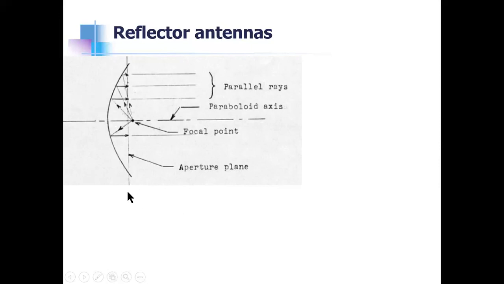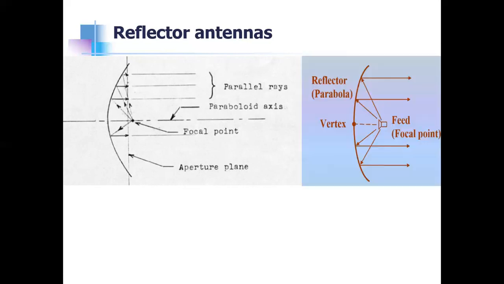When it is properly illuminated by the source, that is the feed kept at the focal point, this paraboloid generates a very symmetrical pencil beam antenna pattern, because the rays coming out towards this wavefront are plane waves and have very high intensity. Hence, this is a very popular antenna used for tracking radars. The name you would be aware of is dish. Sometimes this paraboloid reflector is called a dish antenna. This is how the feed would be placed, and this is the vertex. This axis is the paraboloid axis.